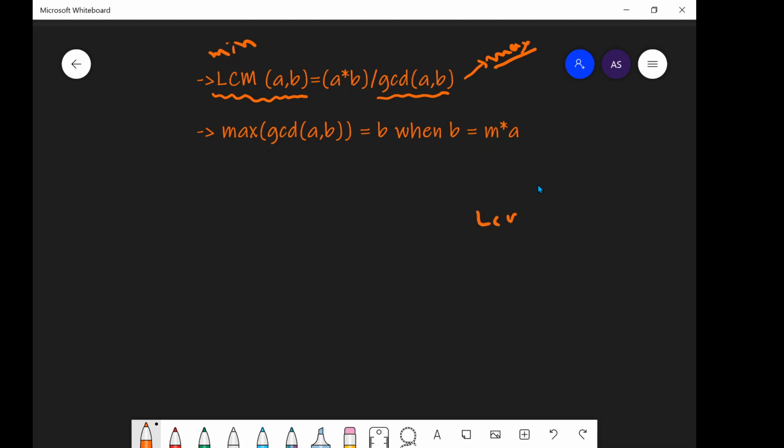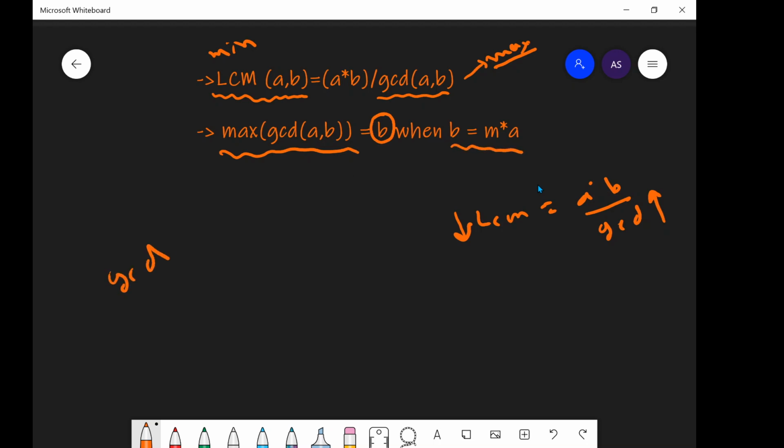Since LCM is equal to A times B divided by GCD, we have to minimize this, so we have to maximize the GCD correspondingly. And what is the maximum value of GCD of A comma B? The maximum value is reached when B is a multiple of A, like the GCD of 5 comma 15 is 5, so the greatest common divisor which divides both of them is 5. This is the case when we get the maximum GCD.